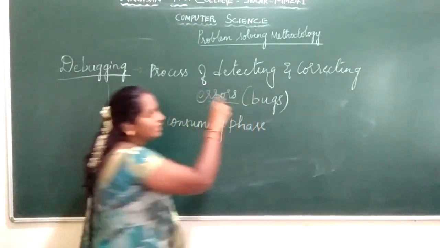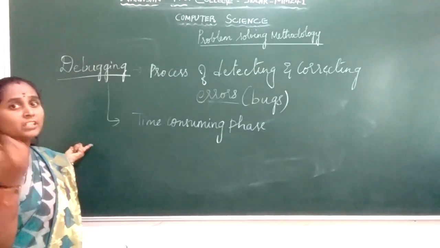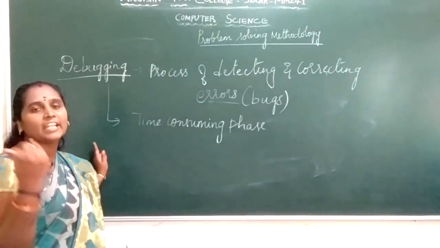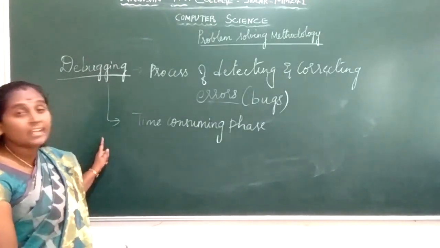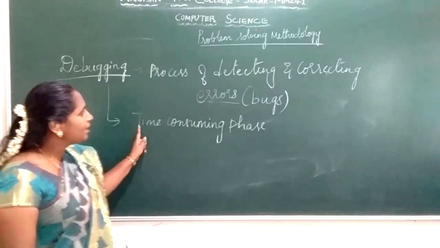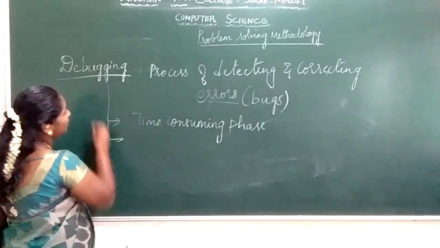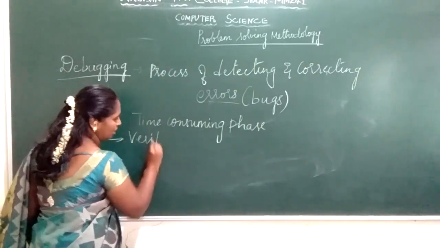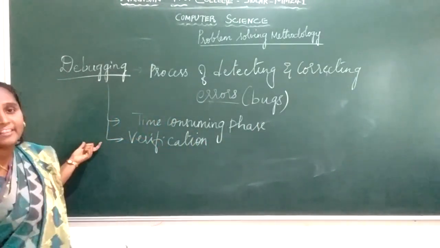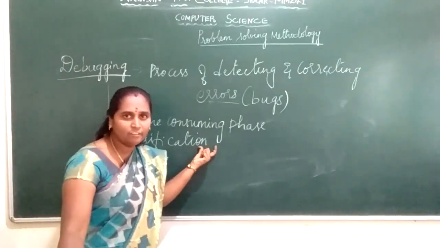Since it's going to detect and correct the errors after coding the program, you are going to debug. In that debugging, each line or each instruction should be detected and corrected properly. So during development of your program, this phase is a time consuming phase. And this debugging is also called verification. You are going to verify the errors, so the debugging phase is also called the verification phase.